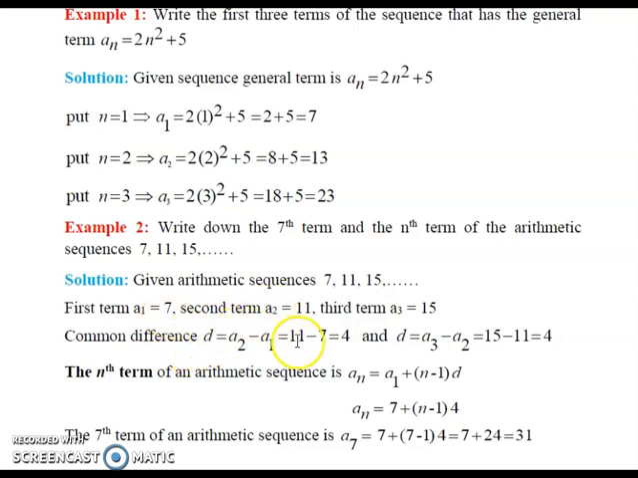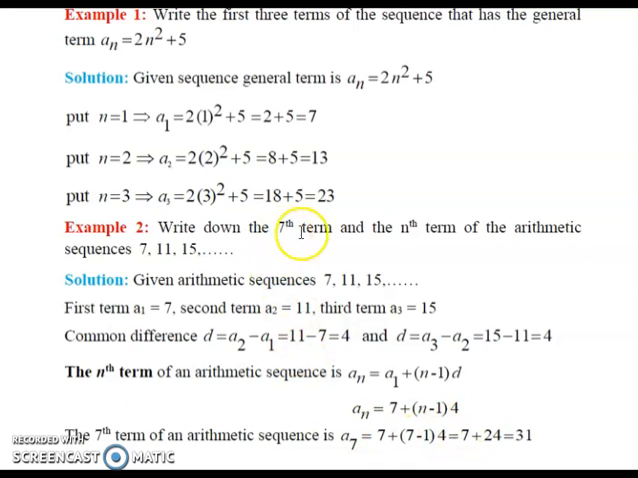a2 minus a1, 11 minus 7 equals 4. a3 minus a2, 15 minus 11 equals 4. In the given sequence, the common difference is the same, therefore it is an arithmetic sequence. The nth term of an arithmetic sequence is an equals a1 plus n minus 1 multiplied by d. The first term of the given sequence is 7. an equals 7 plus n minus 1 multiplied by 4. This is the nth term of the given arithmetic sequence.